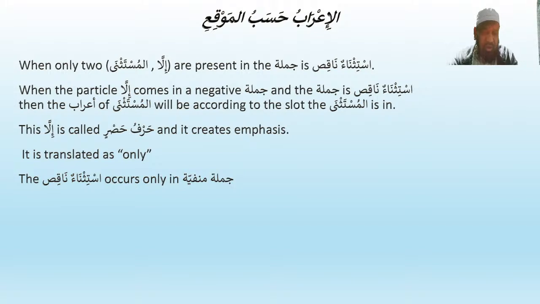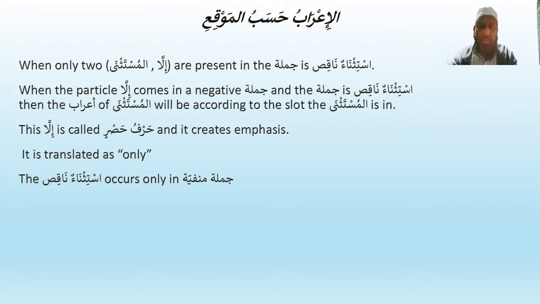The istisna naqis occurs only in jumlatun manfiyatun. So when is al-mustasna minhu not present? Only in jumla manfiyah. In jumla manfiyah, the mustasna minhu can be present. But if it's not present, that is istisna naqis. If mustasna minhu is present, either it is jumla musbata or jumla manfiyya, that will be istisna tam, because all three are there. So if mustasna minhu is not present, then we see is it jumla manfi. If it's jumla manfi, this is istisna naqis.